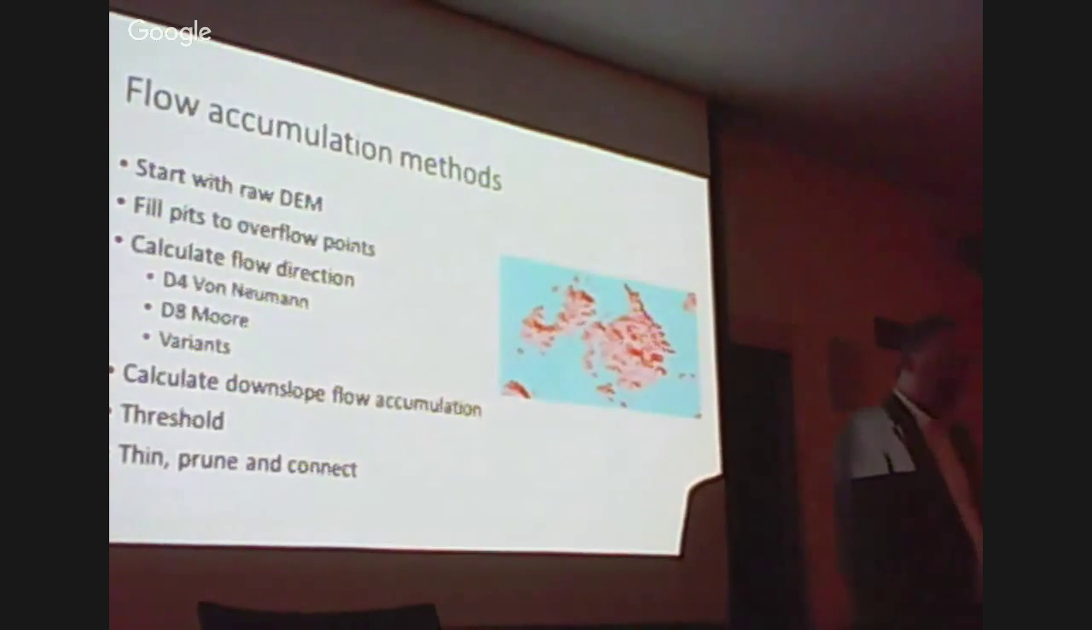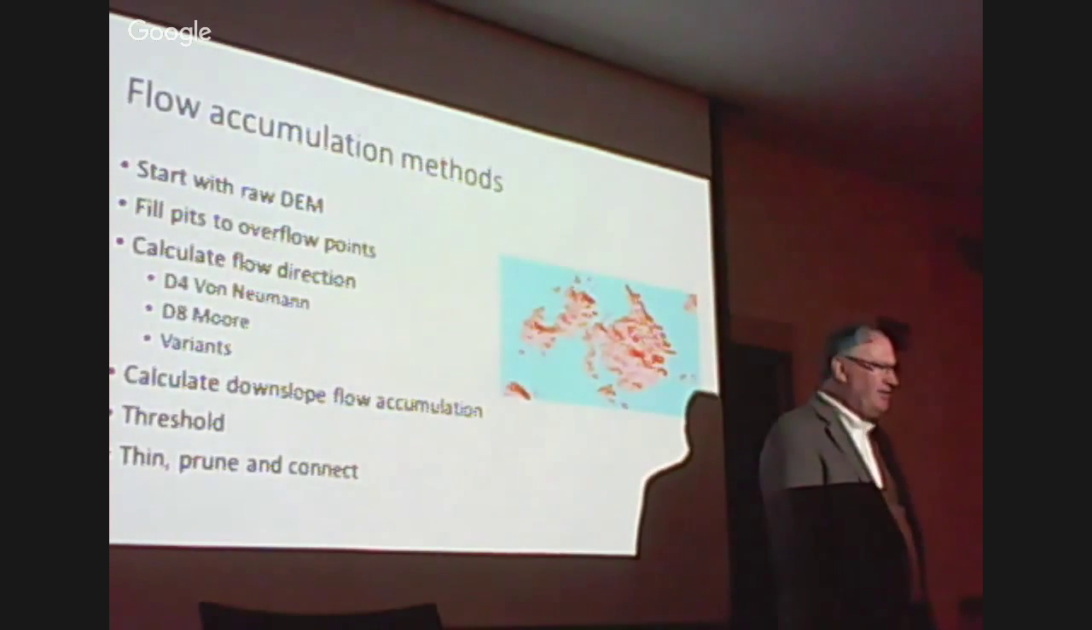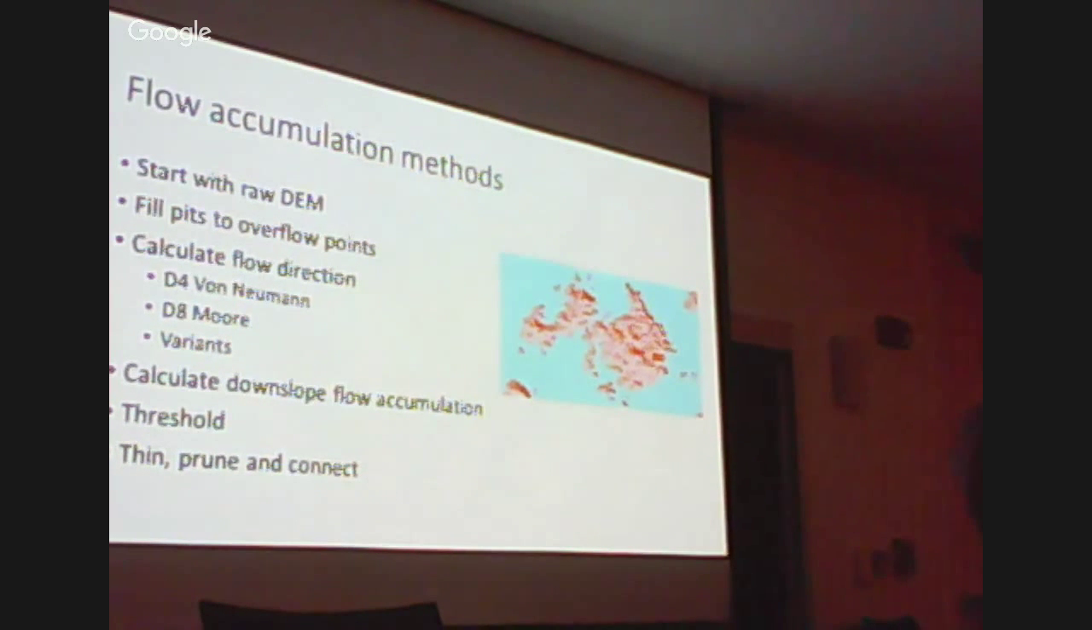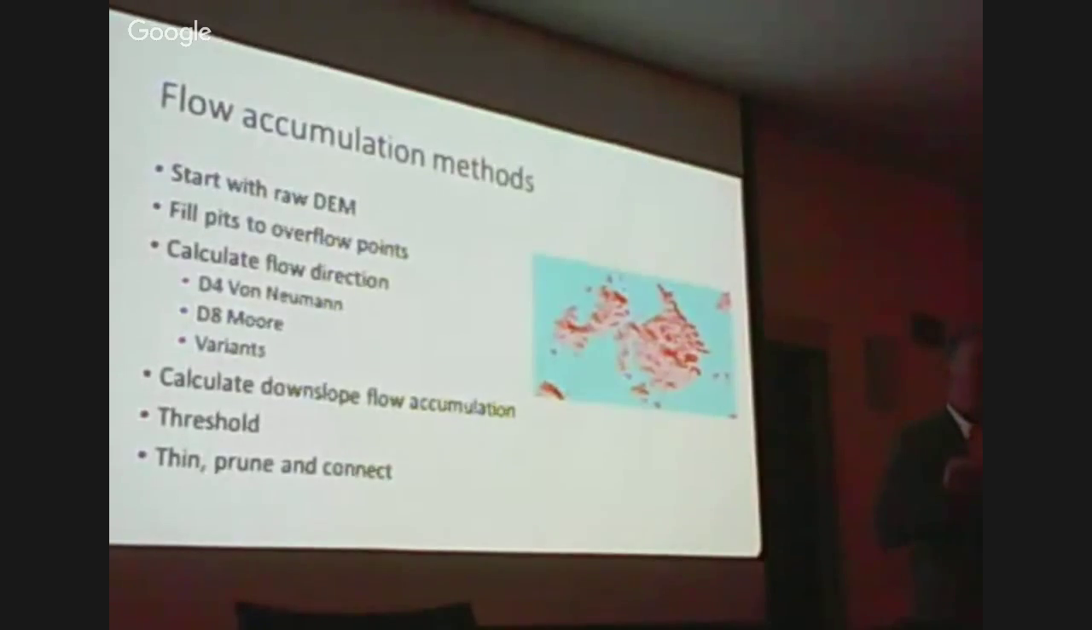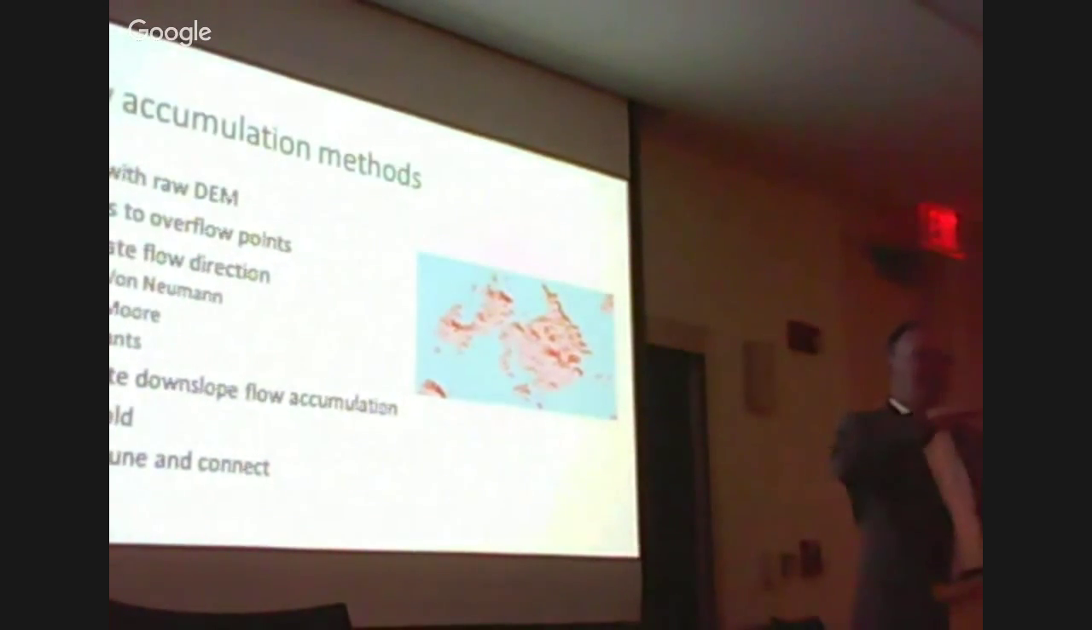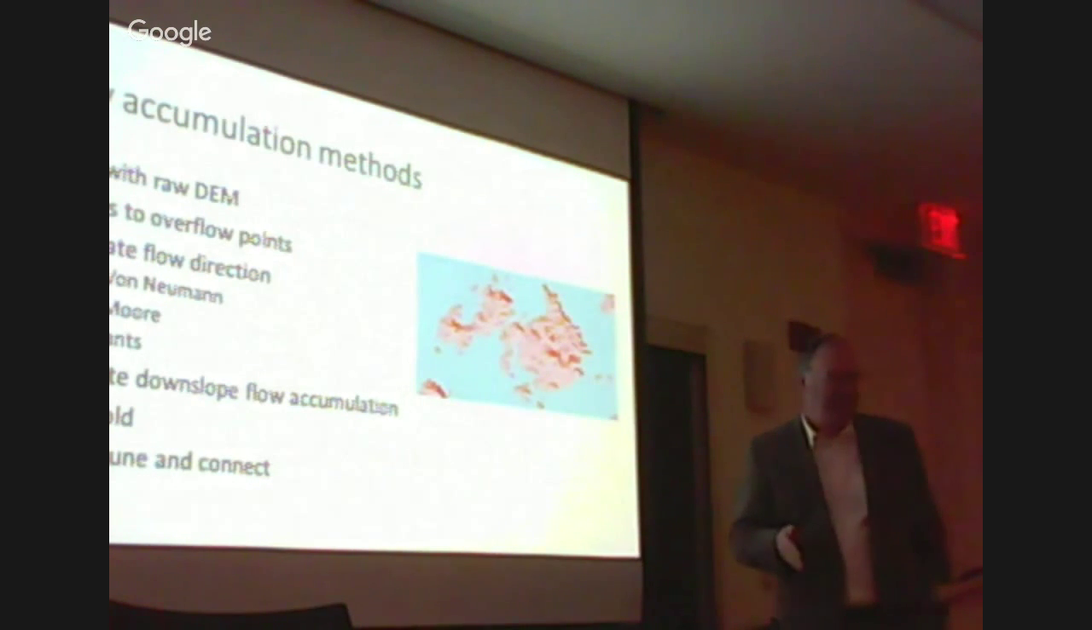Then we saw these flow accumulation methods that start with the raw digital elevation model, realize that pits are a problem, so they simply take the pits and fill them up until they reach their overflow point, and then they simply calculate flow direction for every point on the surface, and make the assumption that water is always going to go down the steepest slope available to it at any point.